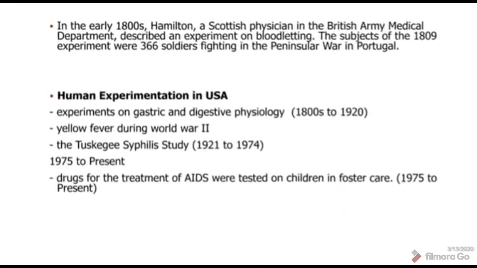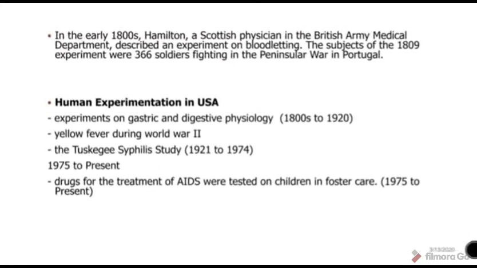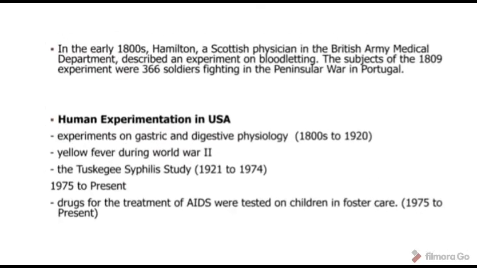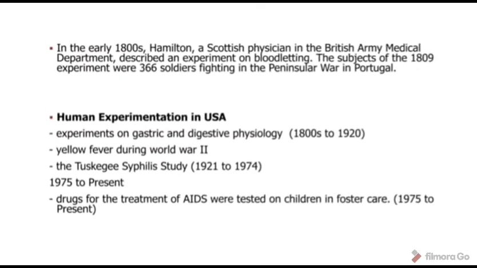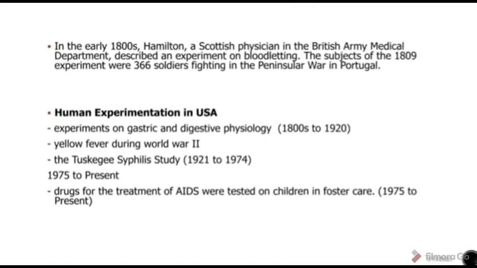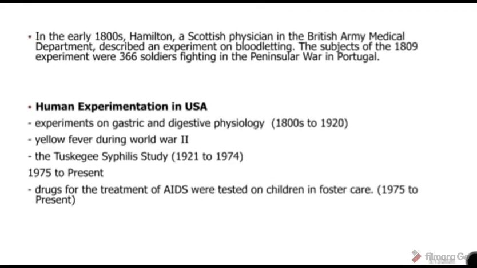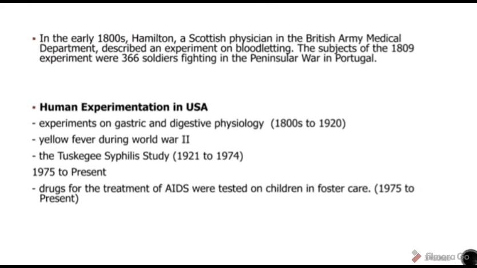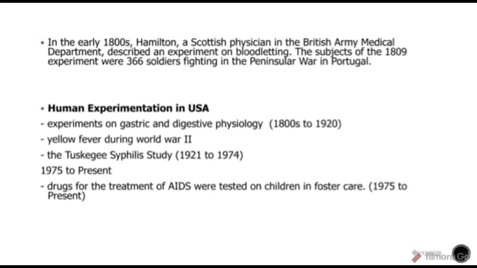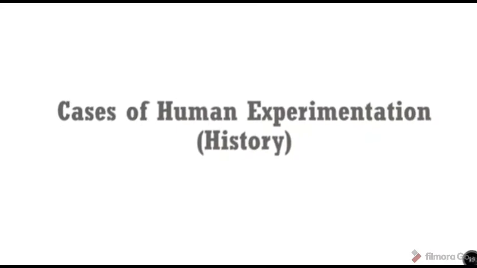The following are some overviews of what we are going to discuss about the different types of human experimentation. First is, of course, human experimentation in the USA: experiments on gastric and digestive physiology, yellow fever, the Tuskegee syphilis study, and drugs for the treatment of AIDS. But of course, we are also going to discuss some of the very first human experimentation recorded in history. So these are the cases of human experimentation recorded in history.